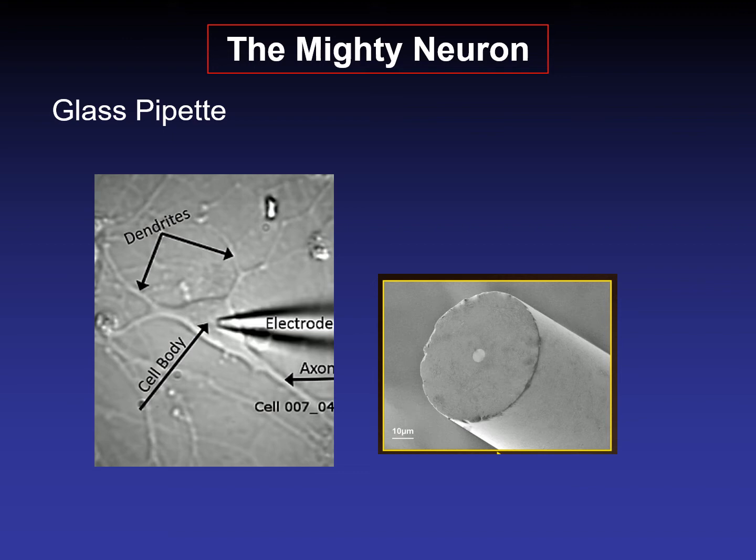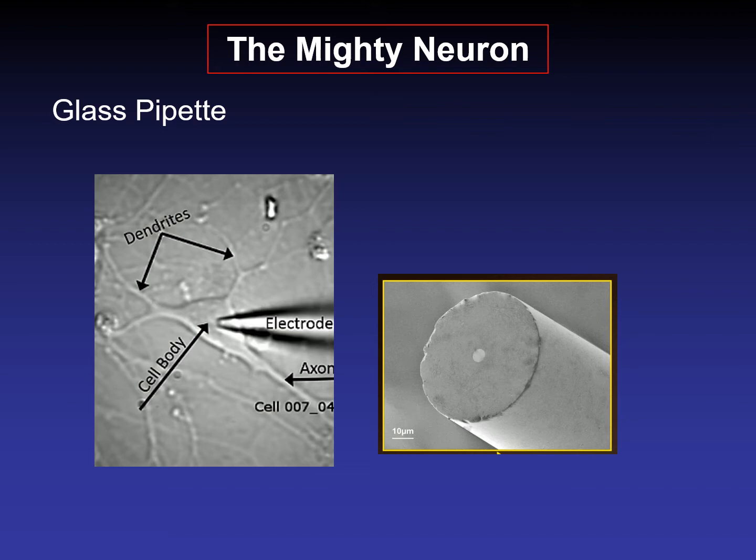And at the very end of that glass pipette, if we look at this image on the right, we see the glass pipette magnified, and we can see that there's a tiny hole in the end of that pipette, and that hole allows the fluid inside the neuron to diffuse into the glass pipette itself. That fluid from the inside of the cell, when it's at rest, is negative 65 millivolts. It has a negative charge to it.